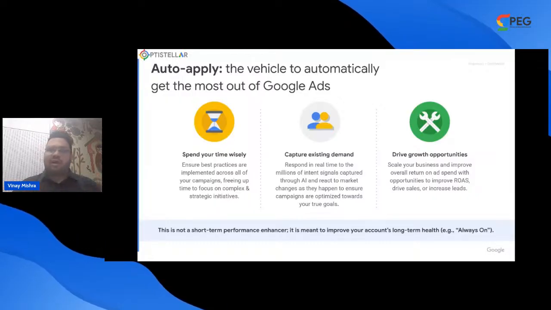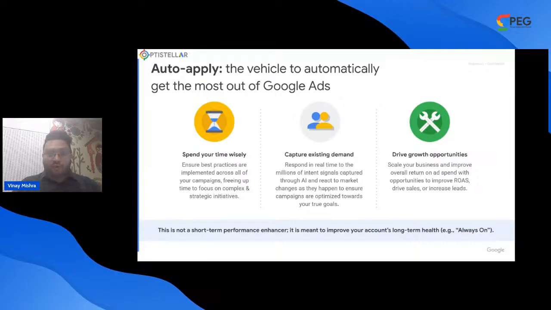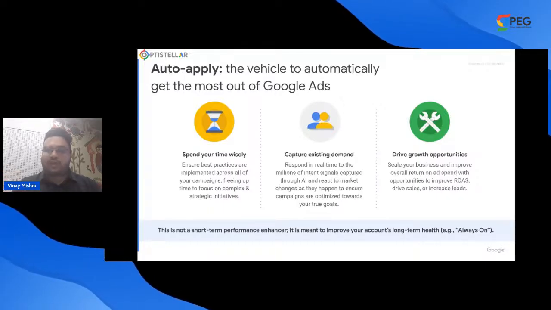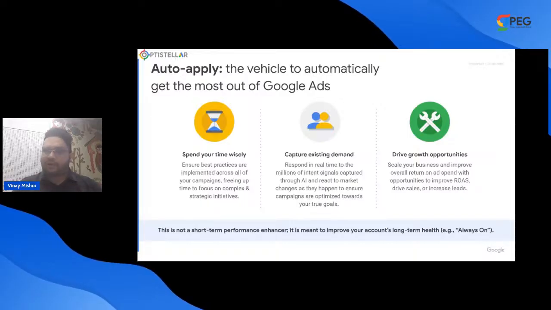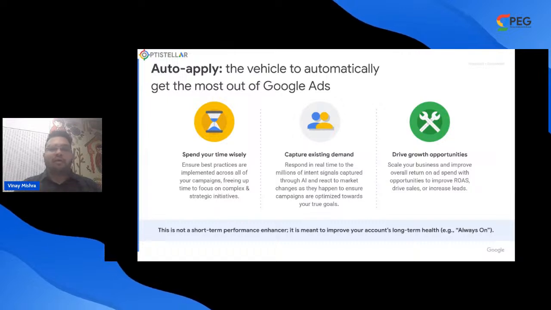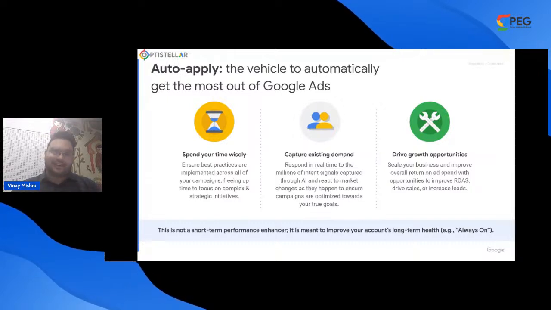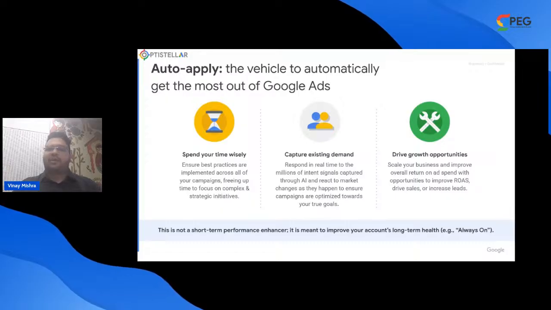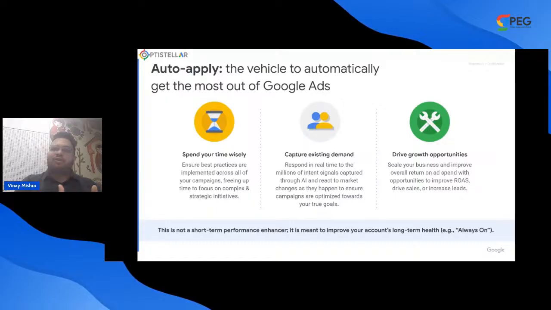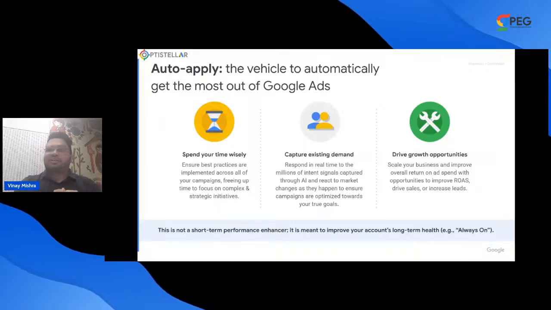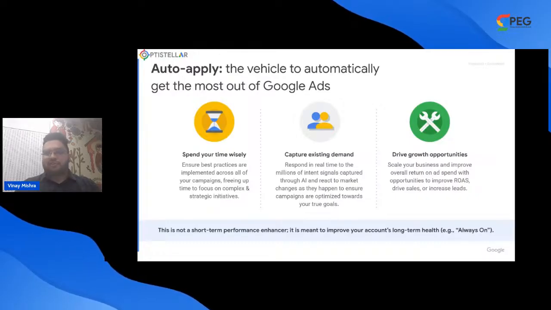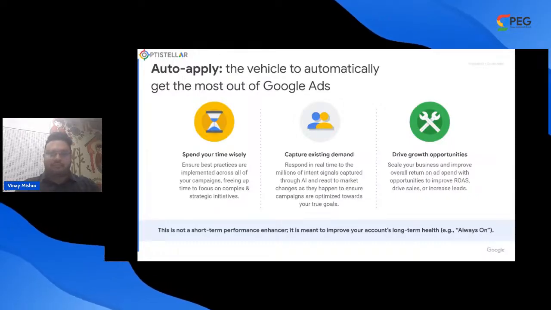And talking about the growth opportunities that you get, we know that how to improve your overall returns is something we all eye for. Spending on advertisement is one thing, and making more returns, driving sales and increasing leads is something we all crave for, right? With auto apply recommendations, as I've mentioned, you're able to spend your time wisely, capture the existing demand, and at the same time drive more growth opportunities, having the auto apply features enabled with your Google Ads.